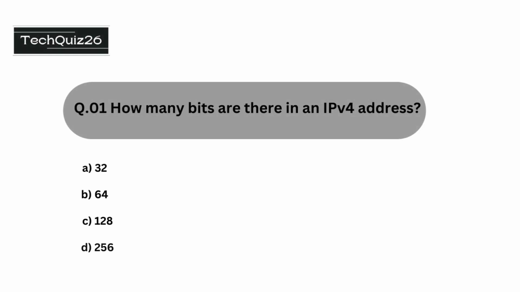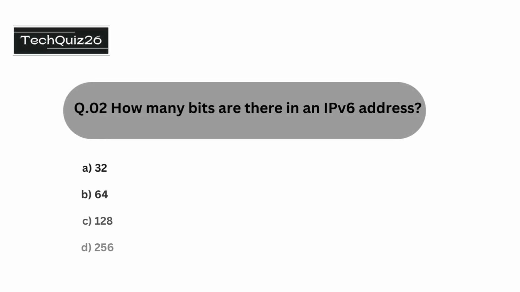Question number 1 is, how many bits are there in an IPv4 address? The options are 32 bits, 64 bits, 128 bits, 256 bits. The correct option is 32 bits.